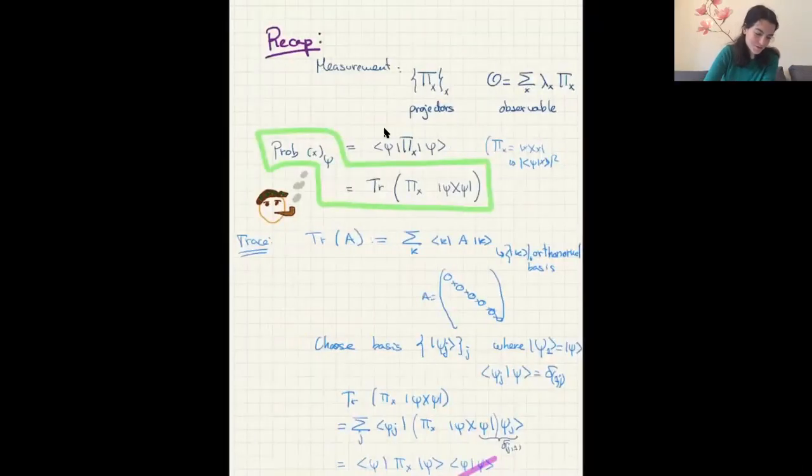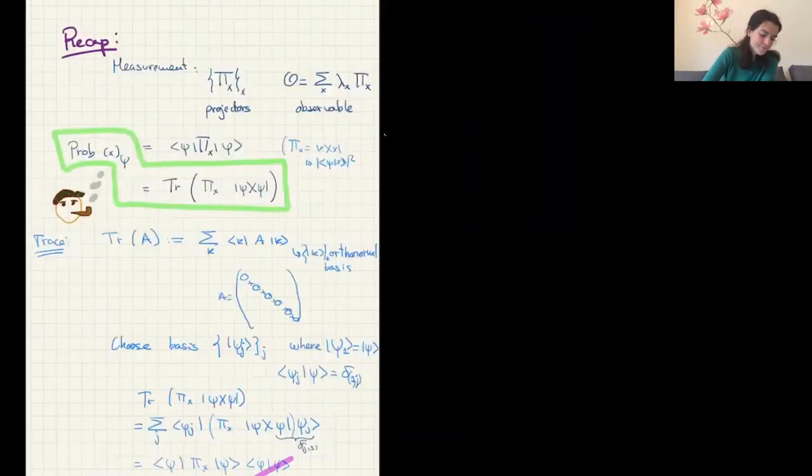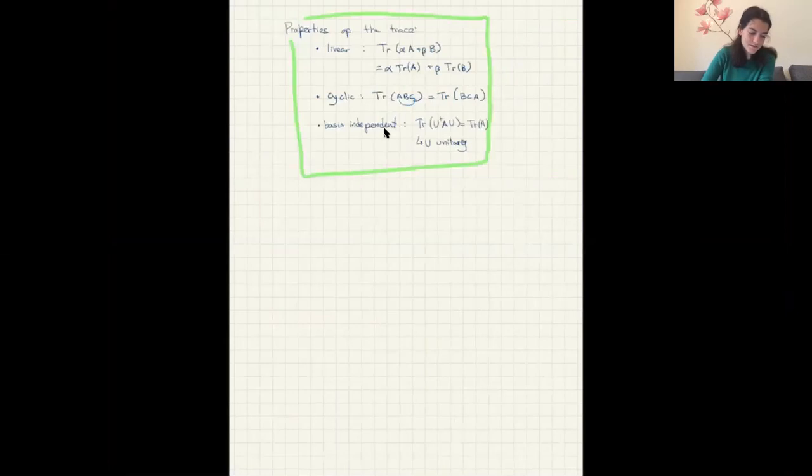All right, so let's go back. We saw how to represent the probability of getting a given outcome as the trace of a matrix. And this matrix is given by our state here, the ket and the bra, and the projector. And then I just told you that the trace has some properties, so you will prove them in the tutorial. And now we go back to our problem.